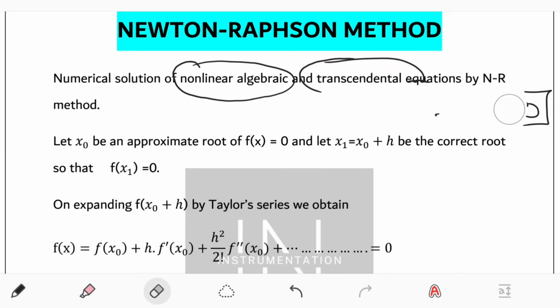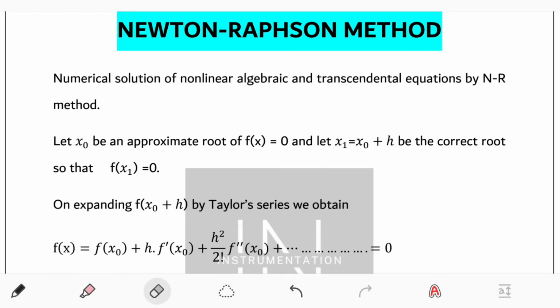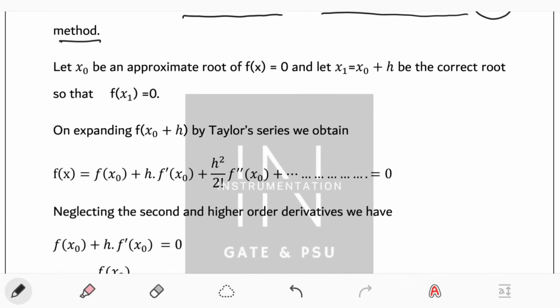Numerical methods are used to solve equations, whether it's an algebraic equation or a non-linear or linear one. Generally for linear there are some other methods, but we prefer numerical methods for non-linear. In this method we are going to solve a non-linear algebraic equation and a transcendental equation by means of the Newton-Raphson method. Okay, so one consideration here is: let x naught be the approximate root of f of x equals to 0.